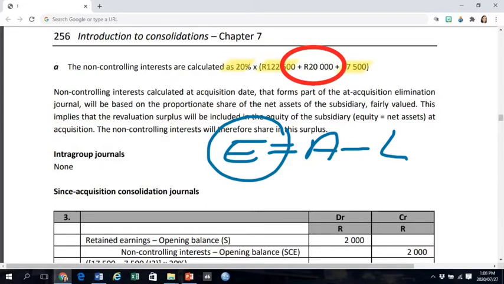If this 20,000 Rand was not added to the net assets of the subsidiary, NCI would have been calculated at an incorrect amount, and you would have had incorrect goodwill or gain from bargain purchase. That reiterates the importance of this at acquisition business combination valuation journal required in terms of IFRS 3.